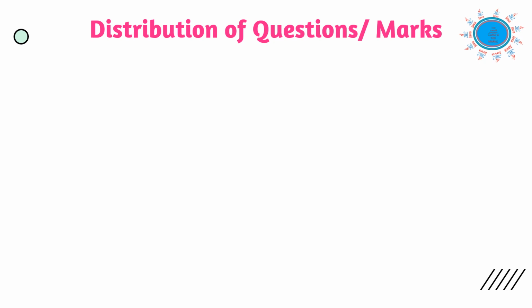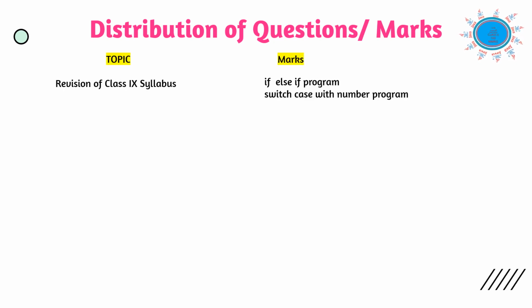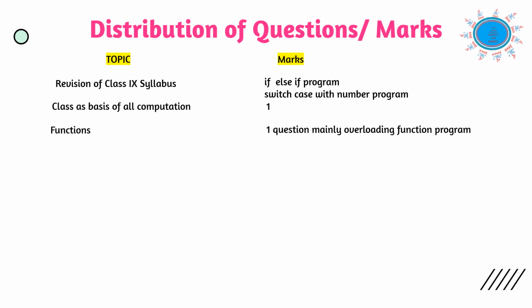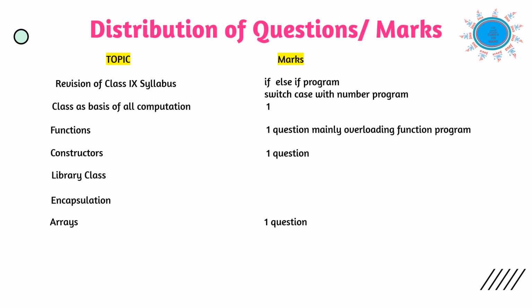Now let us see how the marks are distributed in section B. Revision of class 9 syllabus: an if-else-if program, or a switch case program with series or pattern or number program. Here these three are combined. The class as basis of all computation and constructors with if-else-if program can come. In function questions, mainly the overloading programs will be asked. In library class, no programs are there. In encapsulation, also no programs. In array, we can have one question: sorting, searching, or any different kind of array. And in string handling also one question can come.